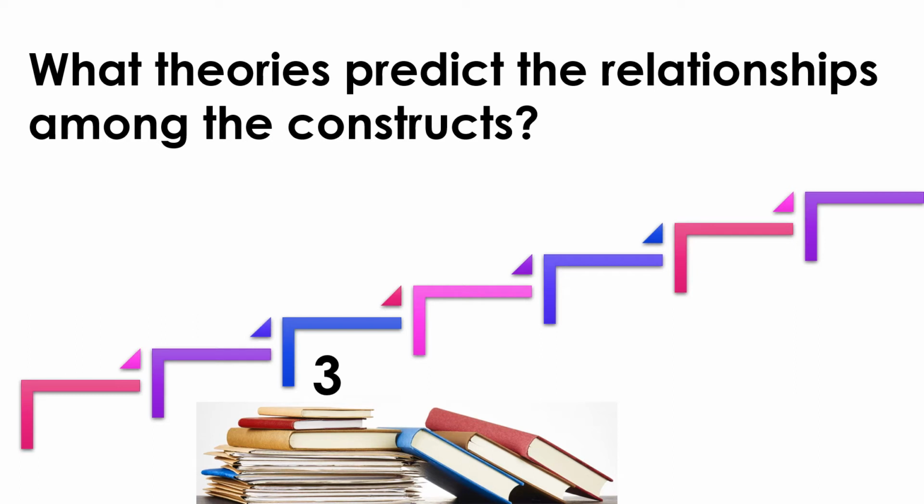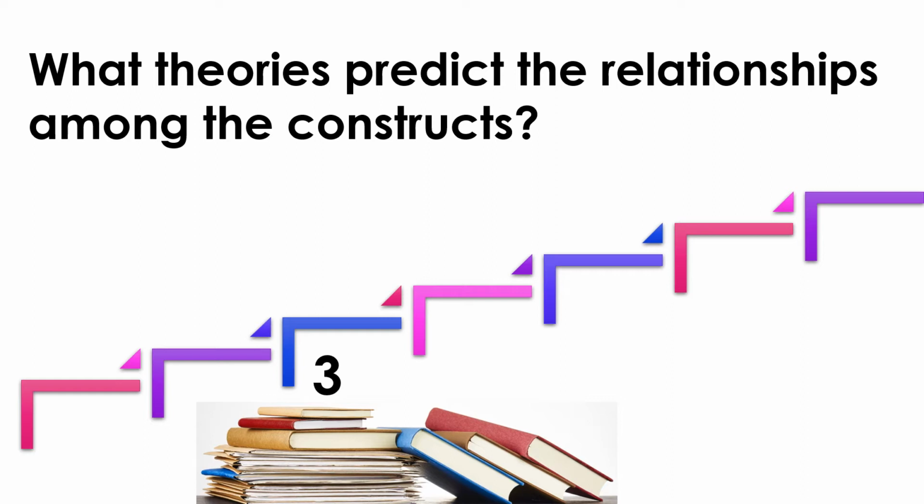Step number 3. What theories predict the relationship among the constructs? Now that you have the stones, which are the constructs you need to build a house, which is your theoretical framework, the next step is to put those stones together. How? Do you put them randomly? If it is that easy, everyone can build a house. You need to pay attention to the shapes, colors, textures of the stones.